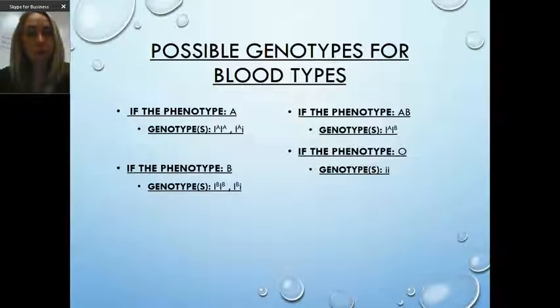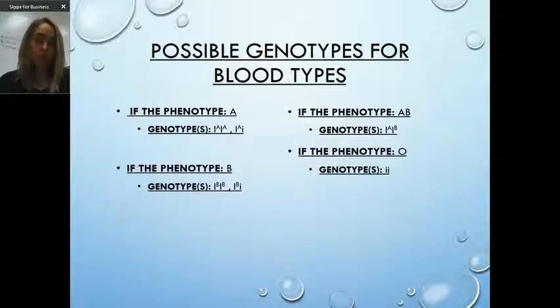Okay, so the genotypes for your blood type. If you have blood type A, that's considered your phenotype. You can either be homozygous for blood type A, meaning you have the two A alleles, IA, or you can be heterozygous for it. You can have one A allele and one O allele. The A allele we represent with a capital I and an A. And then the O is represented with a lowercase i, because O is recessive, so it's a little i.